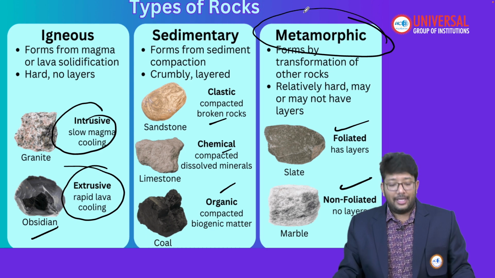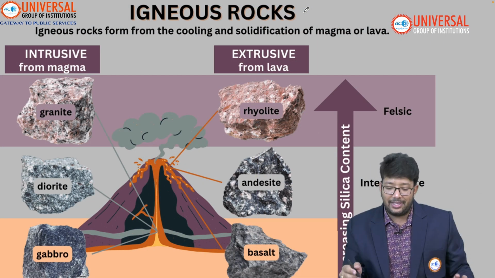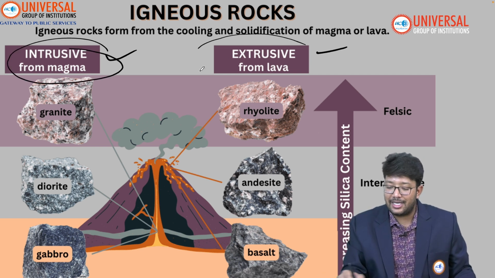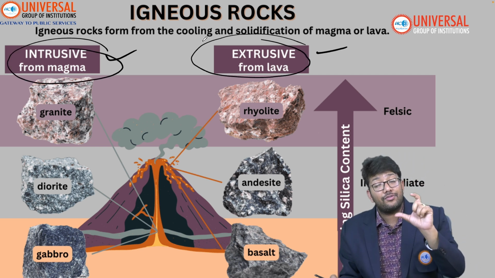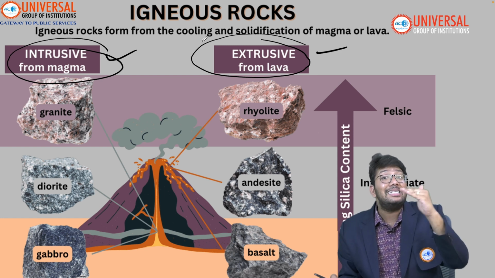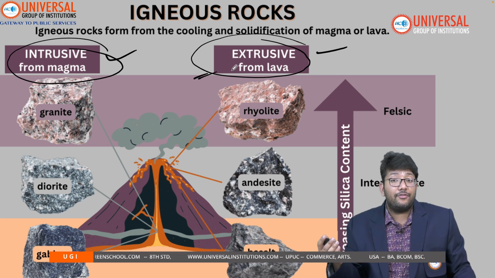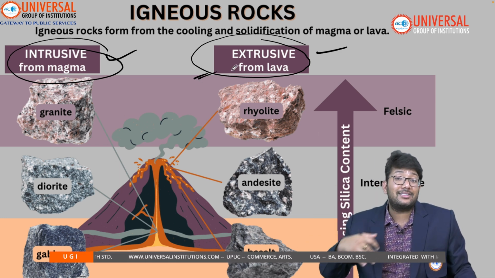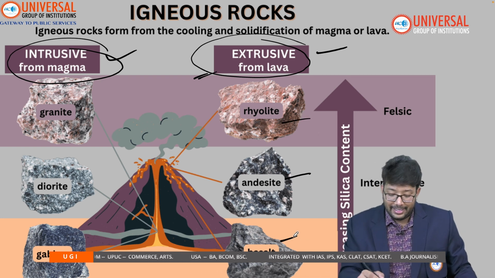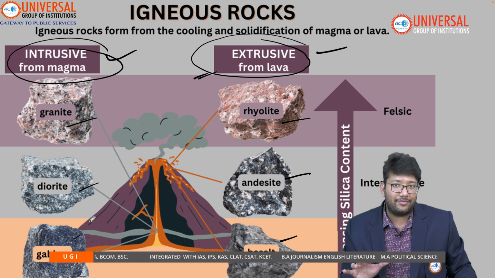Alright, so let me briefly talk about the igneous rocks which I have covered in the previous lectures. There are two types of igneous rocks: one is intrusive, the second is extrusive. Intrusive rocks are formed from magma. Magma means the molten rock that is inside the earth, and lava. Extrusive rocks are formed from lava, when the magma comes out and then solidifies; rhyolite, andesite and basalt are formed. Granite, diorite and gabbro are formed inside the earth. That's what we have to remember.